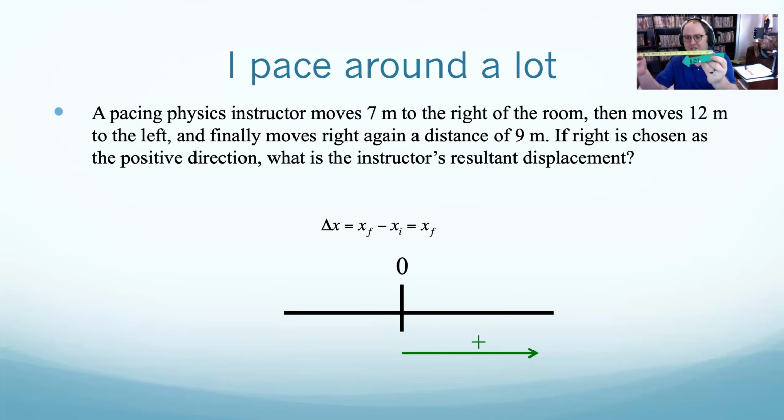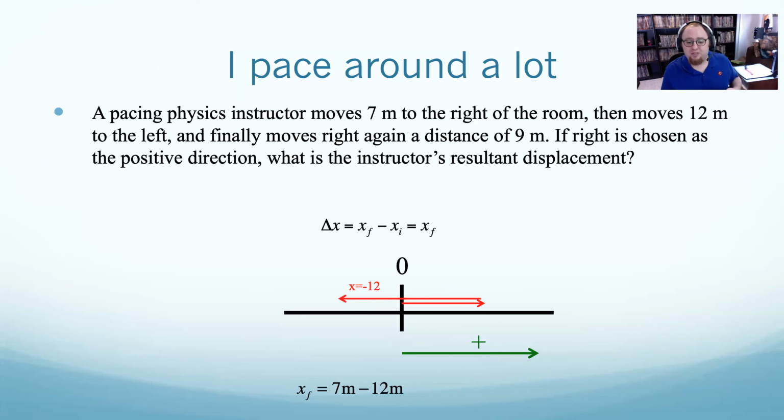I could measure the distance by putting the end of the ruler here and then measuring how far to the left it went, but that's just a pain. I'll say my initial is my 0 point and say I initially moved 7 meters to the right. The right was the positive direction, so that's a positive 7. I then moved 12 meters to the left. The left is the negative direction. So that displacement isn't 12 meters, it's negative 12 meters because it's to the left.